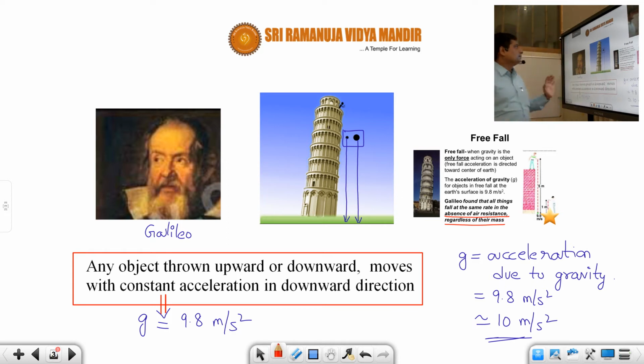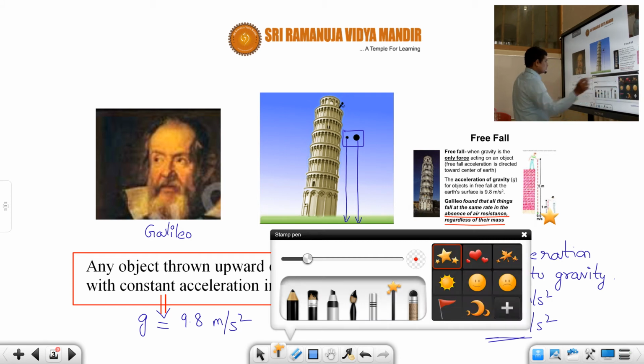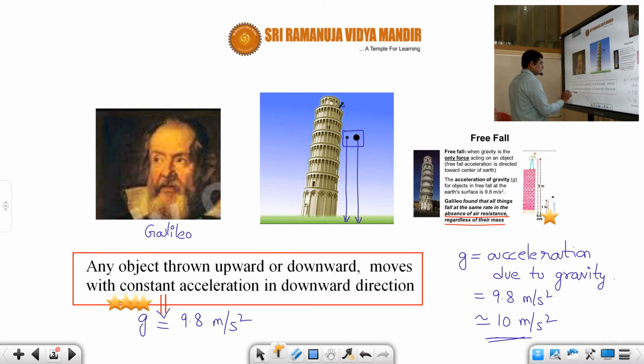Okay, students. Please remember that any object which is thrown either upwards or downwards will experience constant acceleration. Please remember this word, constant acceleration. Since that acceleration is constant, we can apply the equations of motion, because in the previous lectures we studied that those are valid only if the acceleration is constant.